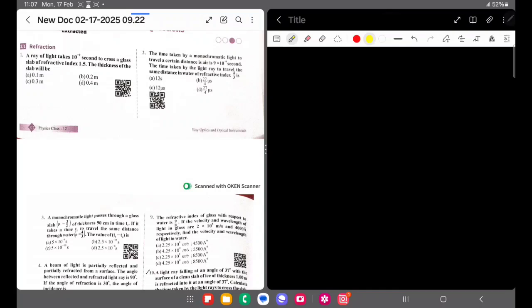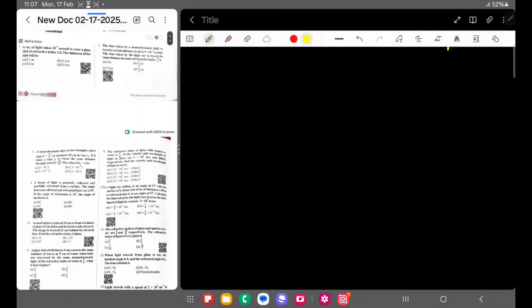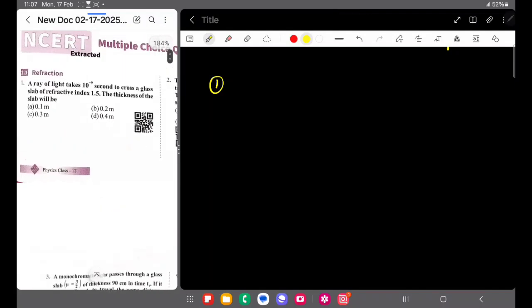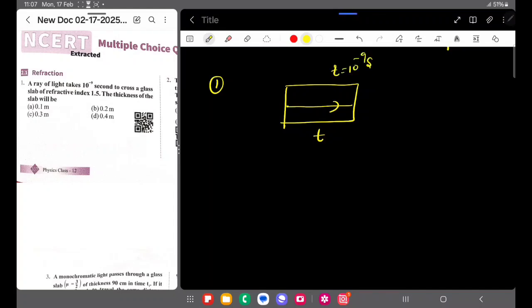Look into the first question now. We have a glass slab with some thickness, which we don't know. A ray of light takes 10 to the power minus 9 seconds to cross this. They are asking for the thickness of the glass slab. Let me call the thickness x. You know the formula for x.